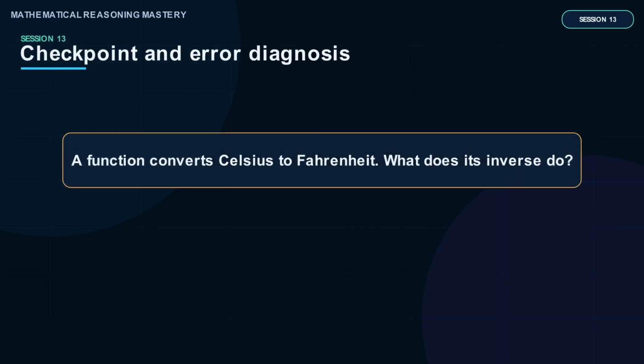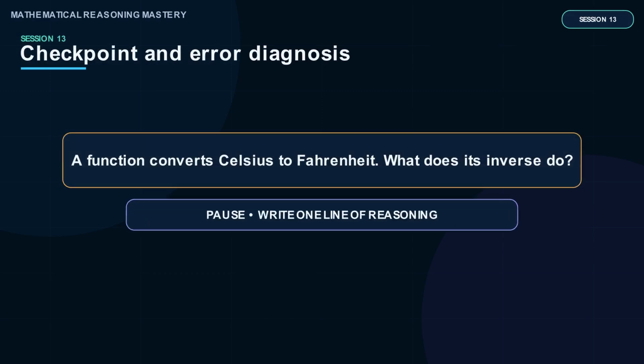Try this checkpoint without copying the example. A function converts Celsius to Fahrenheit. What does its inverse do? Decide which mathematical fact controls the answer. Pause and write one line of reasoning before committing. A visible decision is easier to inspect, explain, and correct than an unsupported guess.